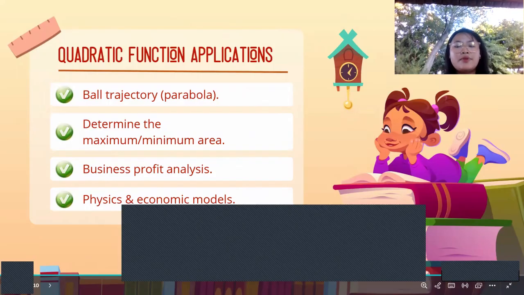Quadratic functions have many applications in real life. For example, they are used to describe the trajectory of a ball, which follows a parabolic path. They are also used to determine maximum or minimum areas in geometry. In business, quadratic functions help analyze profit and cost optimization. They are also widely used in physics, engineering, and economics to model different phenomena.